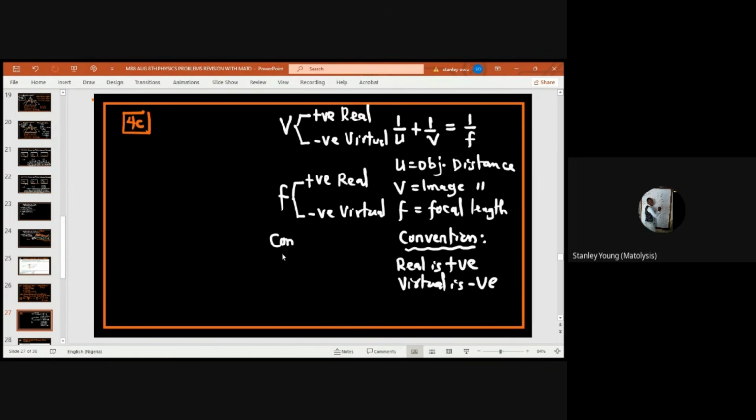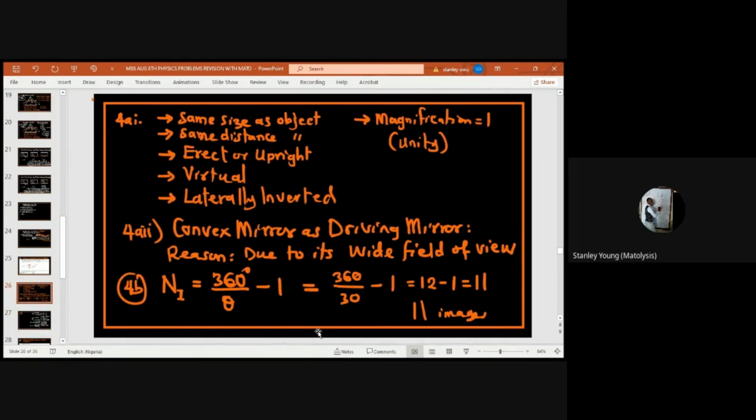Concave. Okay, let me do it this way. F is going to be positive for a concave mirror or a convex lens. You get that? F is going to be negative for a convex mirror or a concave lens. So please take note of that. Very important. So now let's go back to solve this problem.